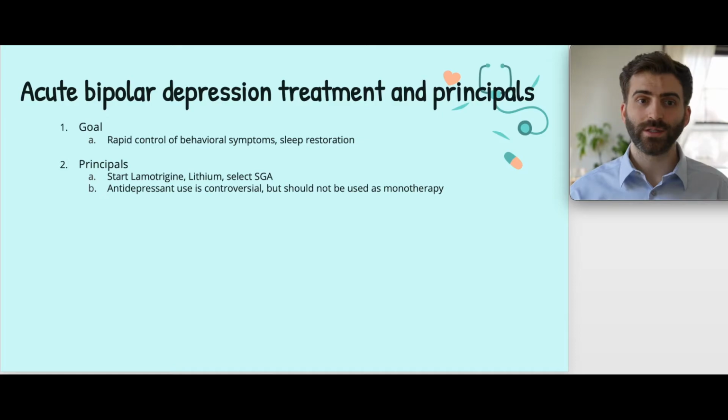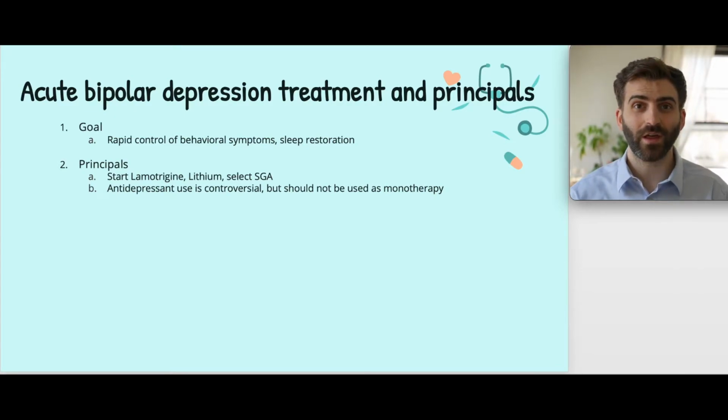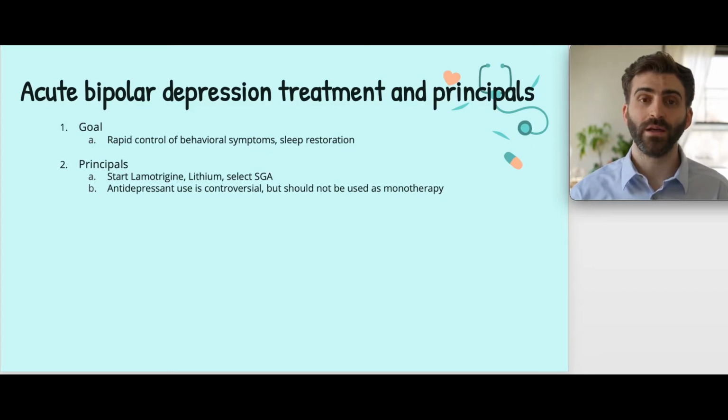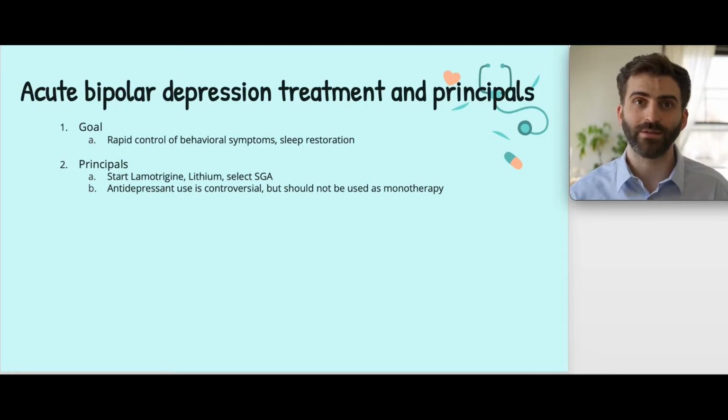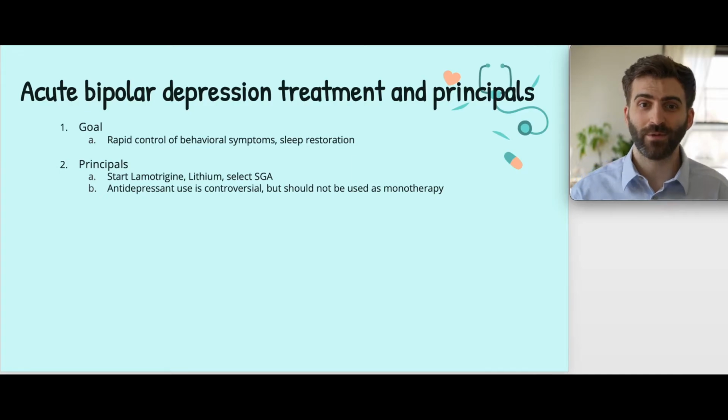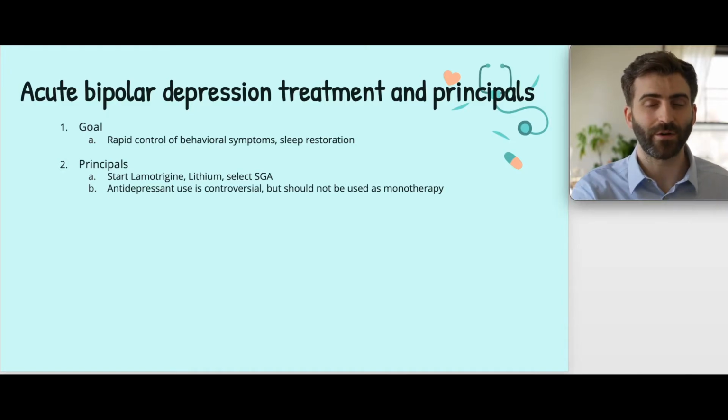Next is the goals here, your acute bipolar depression treatment and goals. So you want rapid control of behavioral symptoms, sleep restoration. So just like how the mania side can be harmful for the brain, so can the depressive side. So you really don't want your patient to be depressed for long periods of time, as that can be quite harmful. Principles: start these first line recommendations: Lamotrigine, lithium, select second generation antipsychotics. Antidepressant use is controversial, but should not be used as monotherapy and typically should not be used as a first line treatment.